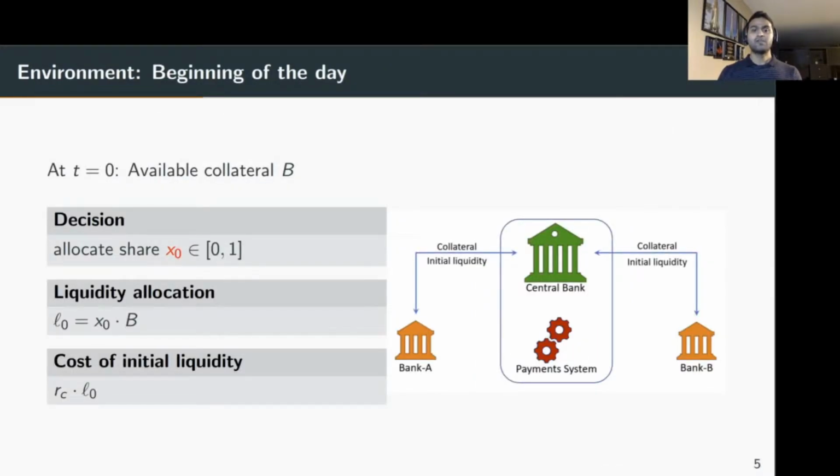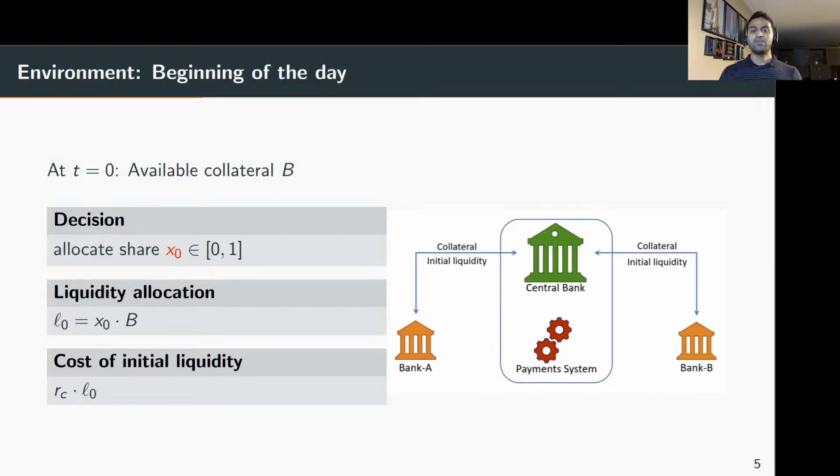The start of the day procedure is depicted in the schematic shown on the right. At start, that is in period 0, a bank has a collateral denoted by B. This bank wants to pledge part of this collateral to the central bank in order to get the initial liquidity denoted by L0, and there is a cost associated with this decision denoted by RC. The more they pledge to the central bank, the less they have to use somewhere else. Therefore, it is also called opportunity cost. The initial liquidity decision, denoted as X0, is discretized between 0 and 1, where 0 means pledge nothing and 1 means pledge everything. This is a key decision that each bank has to make in this system.